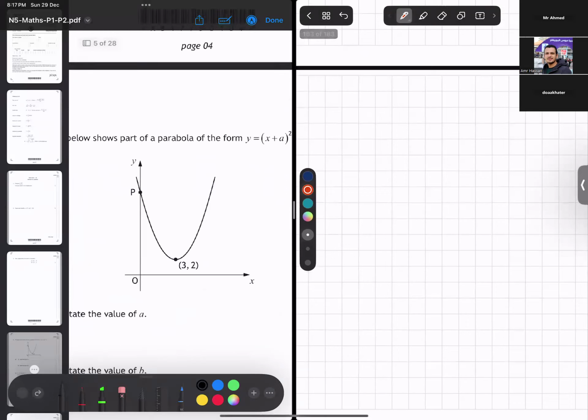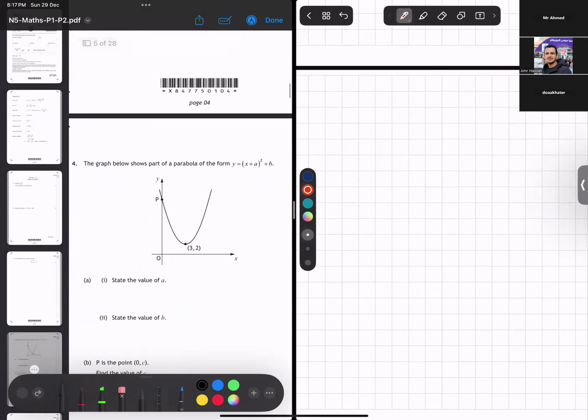Okay, it's this one. All of a sudden he asked me to write it in vertex form. This one we discussed before. Could you remember? Yeah. Okay. So state the value. Do you need help? The graph below shows blah blah blah. So it shows the turning point.